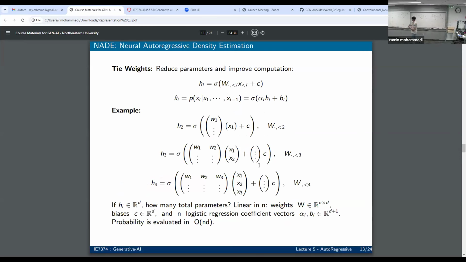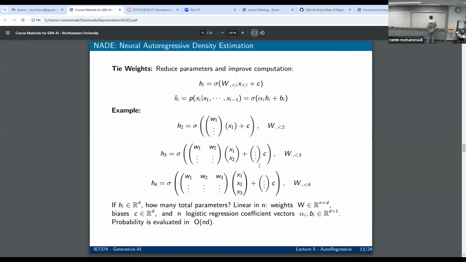Now, the idea was how could we improve this NADE, the neural autoregressive density estimation model. The idea was: let's tie the weights. And that's what we talked about in the previous class on convolution and regularization, we talked about tying weights, right? So now the idea of tying weights is that we don't need to learn an individual A for every H.